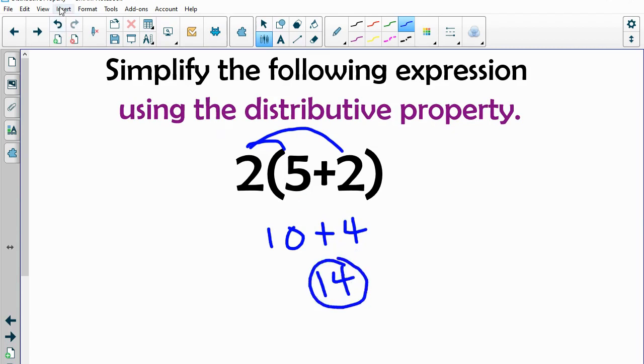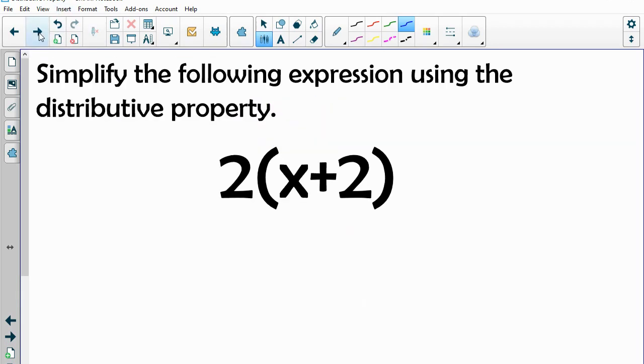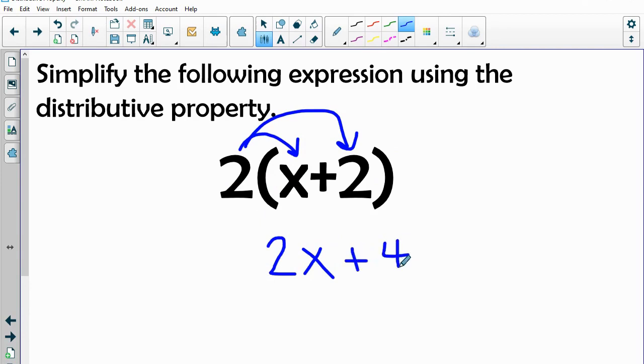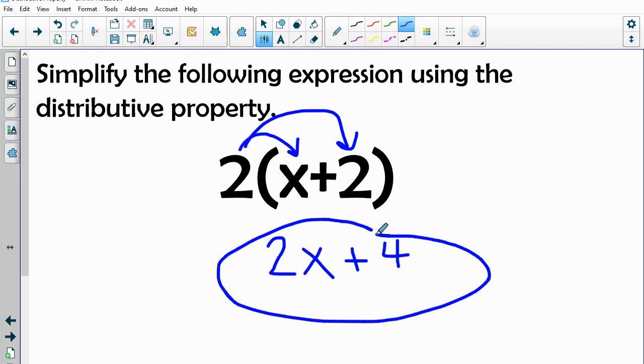That might make things a little more easy to do depending on the problem you're working on. Now here's one where we actually ask you to simplify an expression, but in this case we actually have a variable. So here's how you would do that. You'd multiply 2 by each thing inside of the parentheses, and then just write down the result. 2 times x, we don't know what x is, so we just have to write 2x. 2 times 2, we do know what that is, that's just 4. So our simplified expression looks like that, 2x plus 4.